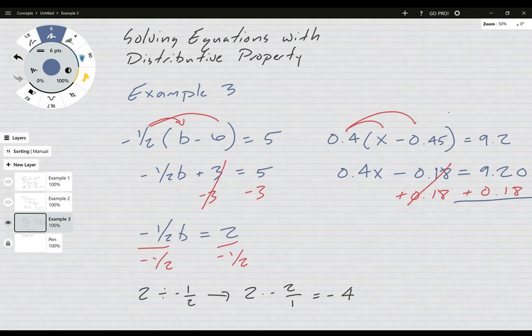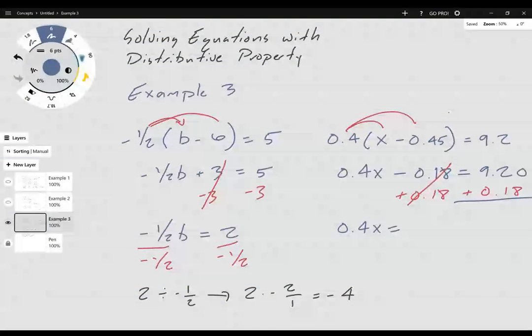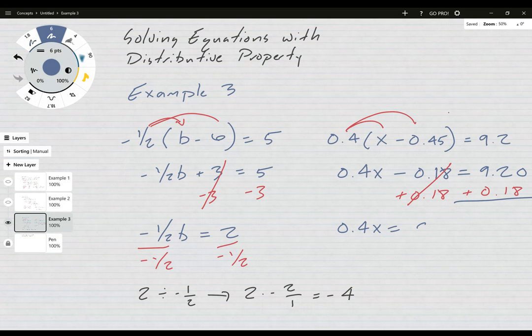Okay, now I'm just going to rewrite it. I have 4/10 x equals, now I'm just adding here. They're both positive values, so I don't need to worry about subtracting them to find the difference. So I'll just add them together. So this becomes 9.38.